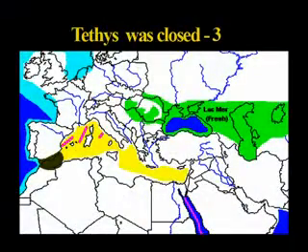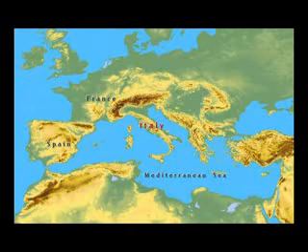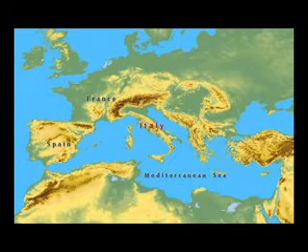This diagram illustrates the closure of the Tethys Sea at stage 3. By 6 million years ago, Spain and Africa collide, raising a mountain barrier and sealing off the western end of the Mediterranean. The river inflow is not enough to maintain the level of the Mediterranean, which dried up.